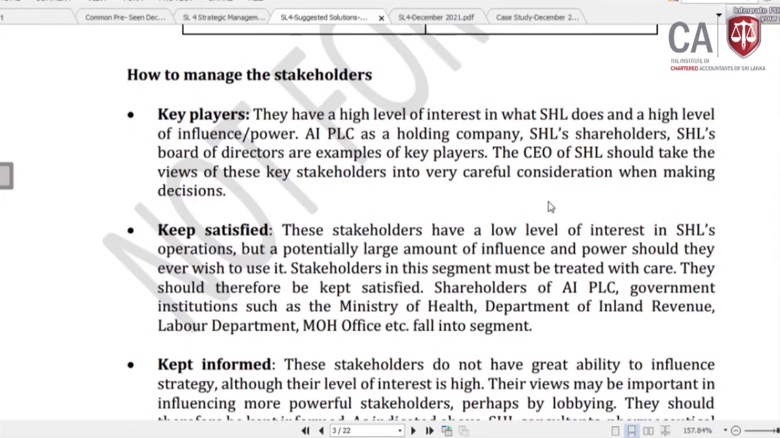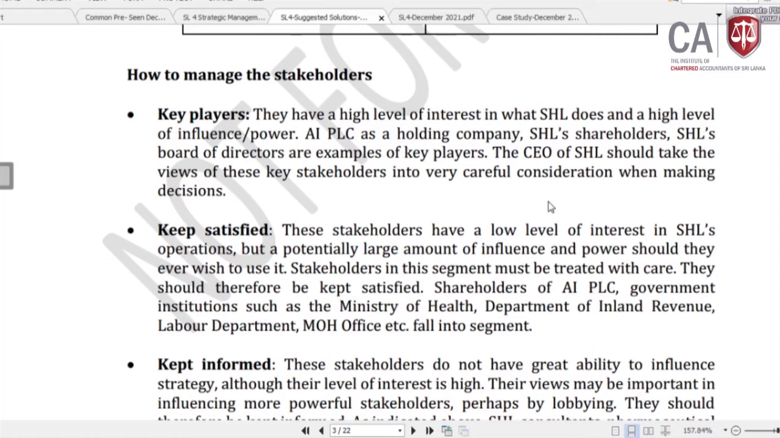The key players, they have a high level of interest in what SHL does and a high level of influence power. AIPS as a holding company, SHL shareholders, SHL board of directors are examples of key players. Then he provides the example, right. So, look at the way that the examiner has developed the answer. First of all, tell who is a key player, interest high, then power is high, then examples are provided, right. Then he talks about the strategy.